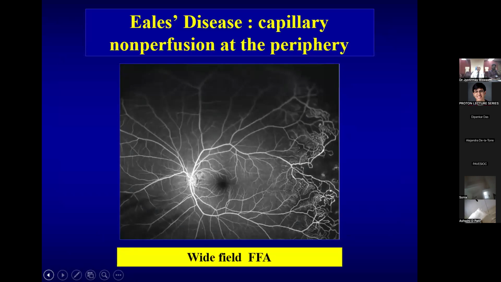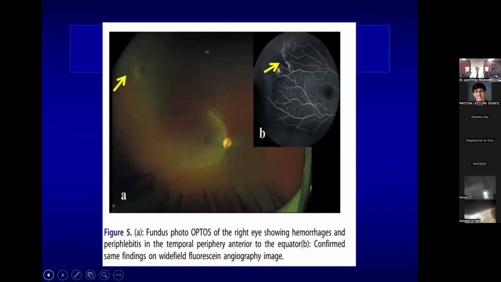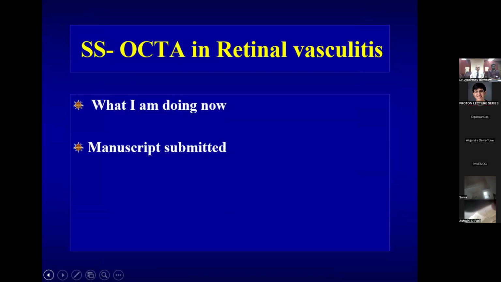And we found that if we do ultra-wide field imaging in Eales disease, we could find more hemorrhages, perivascular sheathing, and neovascularization. This is one of the cases where perivasculitis is seen beyond the equator, and the fluorescein angiogram was also consistent with perivasculitis.